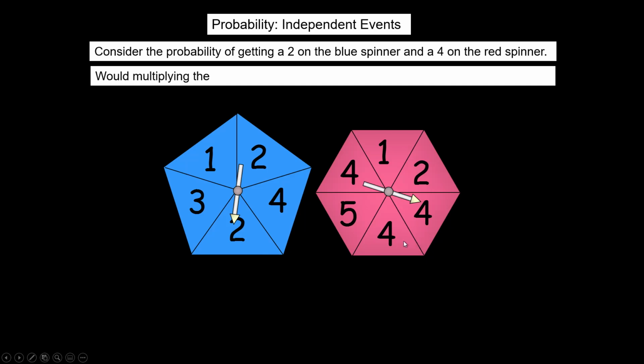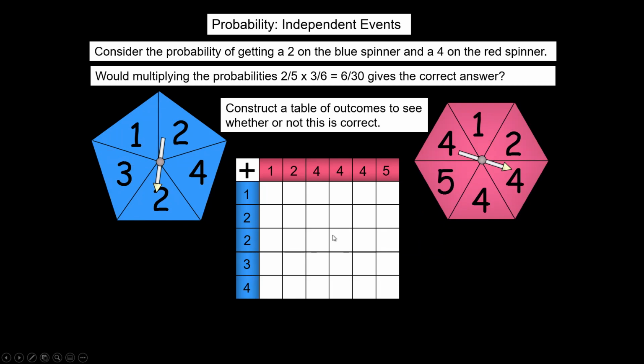Okay. If we multiply those, we get 6 out of 30. So 2 out of 5 here, we're getting a 2, and 3 out of 6 here, which is equal to a half. If we multiply 2 out of 5 by 3 out of 6, we get 6 out of 30, which is 1 out of 5. So, is it right? What we can do is construct our sample space diagram and check.